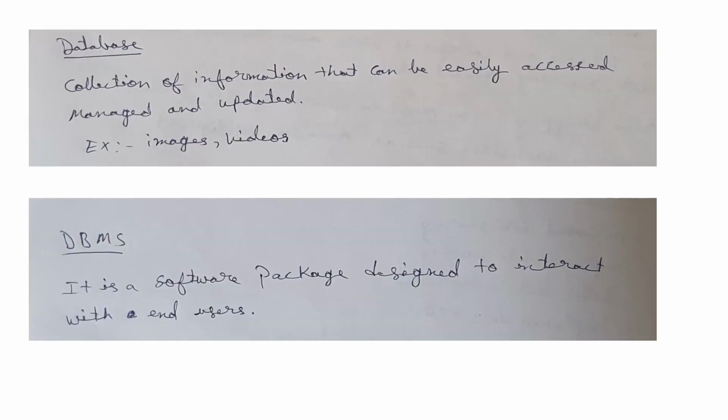What is database? A collection of information that can be easily accessed, managed and updated is called a database. Examples are images and videos. This is called a database. Coming to DBMS. DBMS is a software package designed to interact with end users. It is called DBMS.